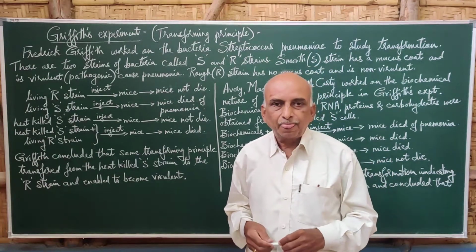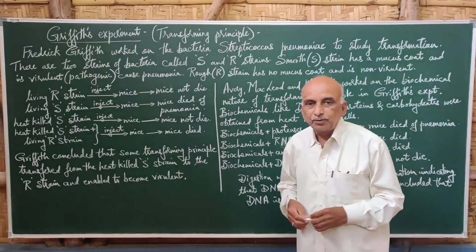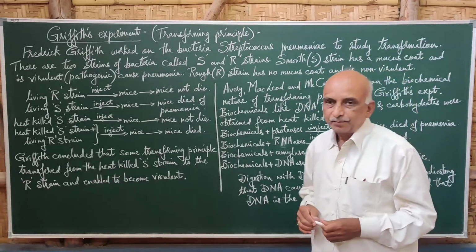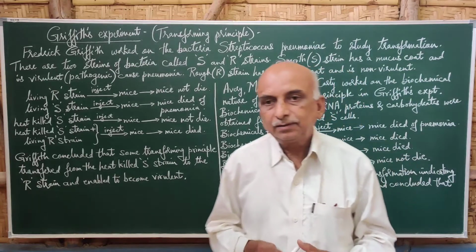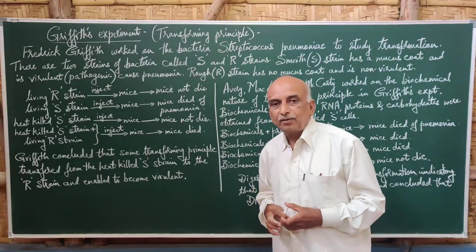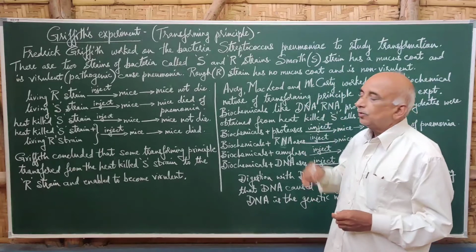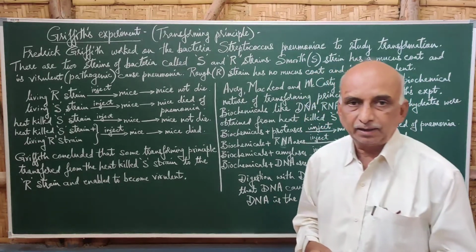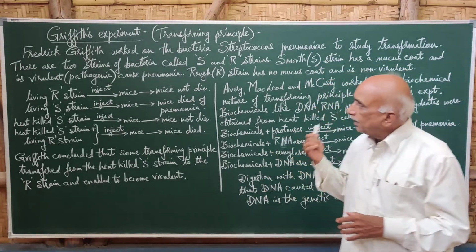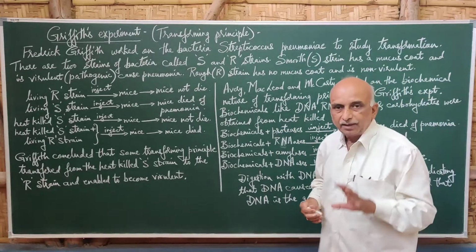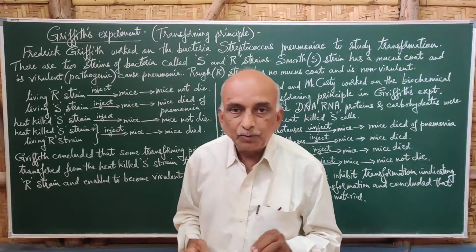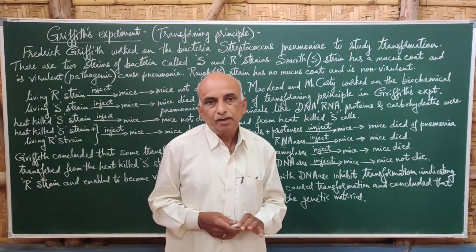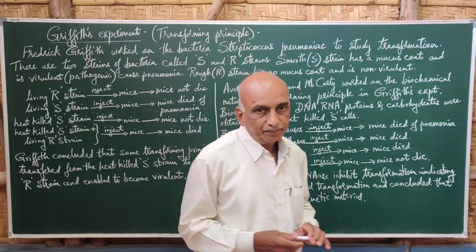Griffith's experiment helps to prove that DNA is the genetic material. Frederick Griffith actually selected a bacteria called Streptococcus pneumoniae for his experiment to prove that DNA is the genetic material. Streptococcus pneumoniae is a bacteria which has two strains, R strain and S strain.